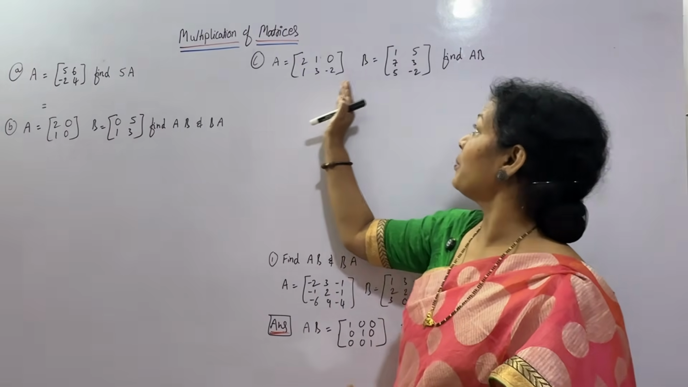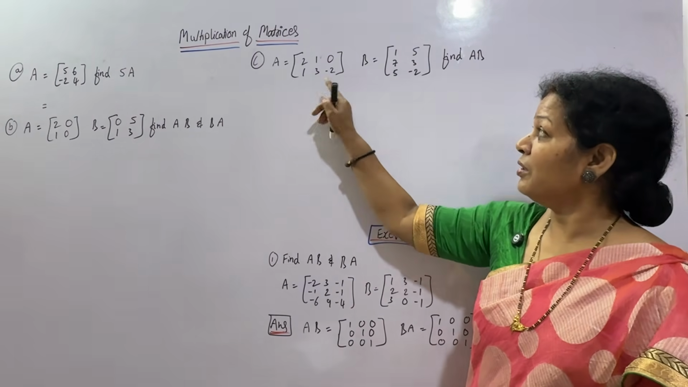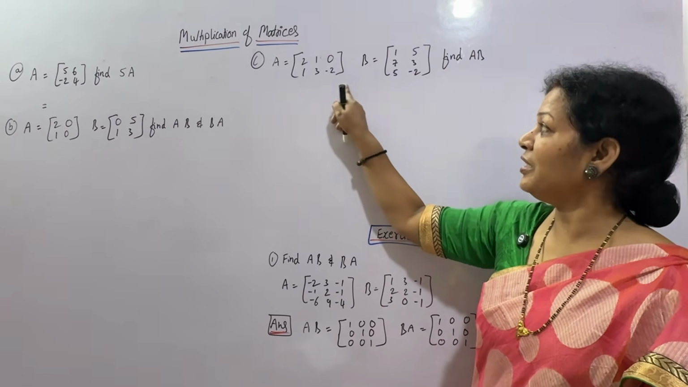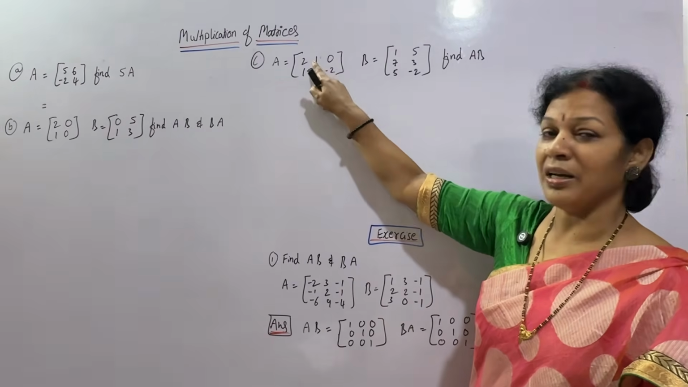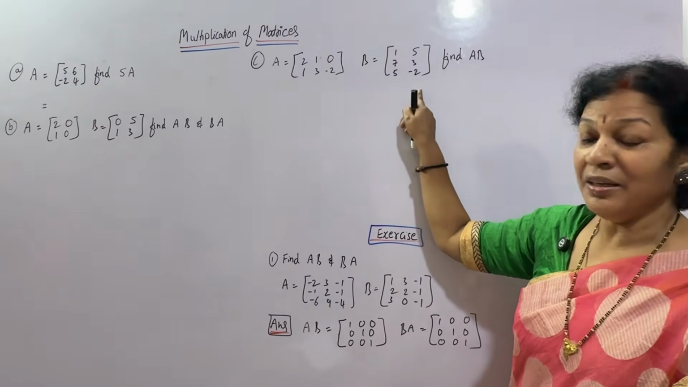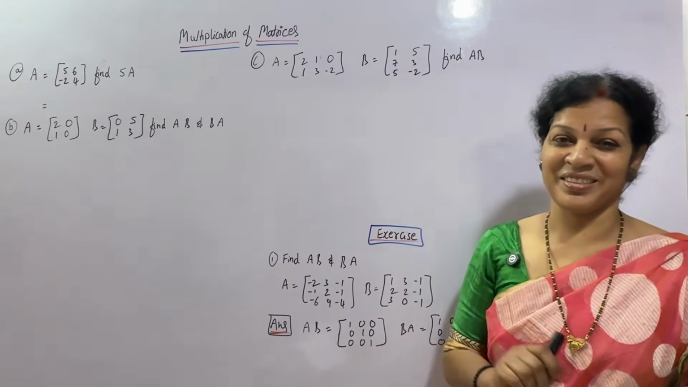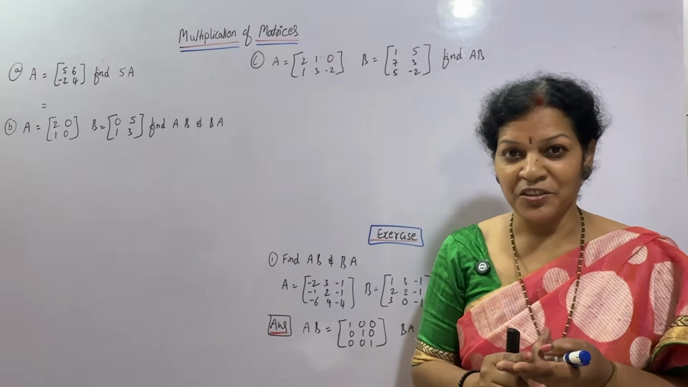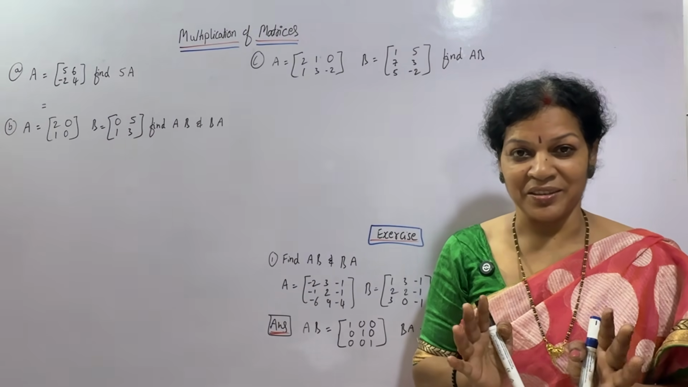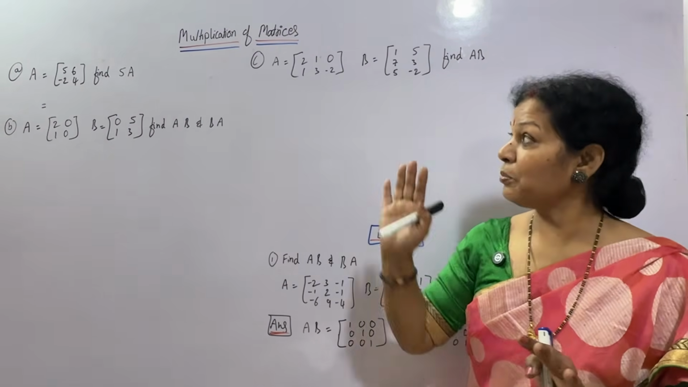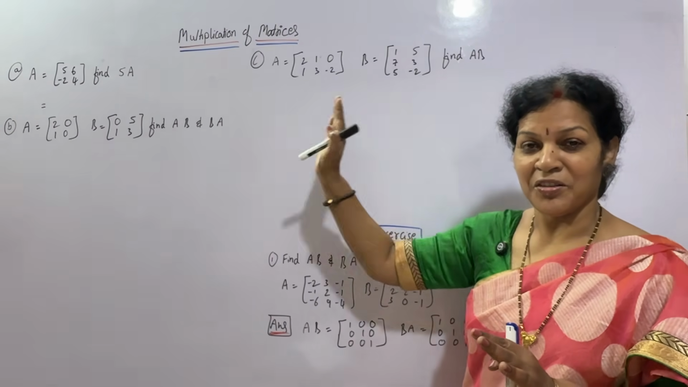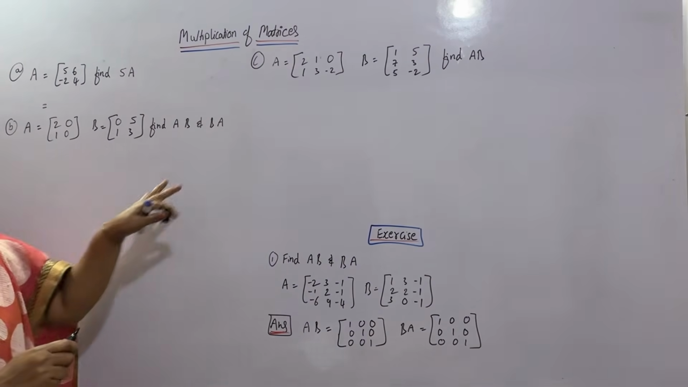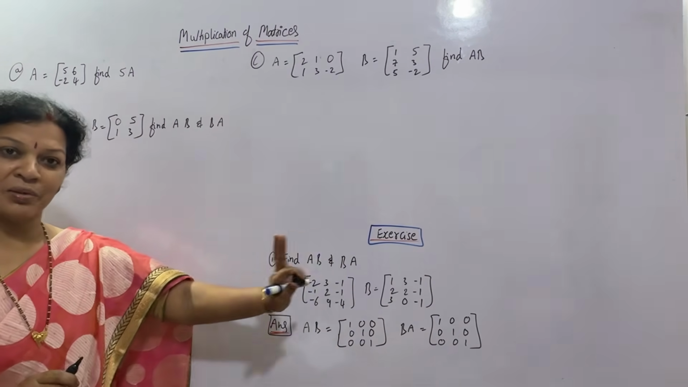And also the third problem I have taken. In the third problem, the elements of A are different and B elements are different. Here you can see 2 rows and 3 columns, and in B 3 rows, 2 columns. Still it is possible to multiply. Whereas in additions and subtractions, you can't do like this. But in multiplication, it is possible. That is why I have taken a different problem. Shall we enter? Yes. The 3 problems will be worked out. Then after that, an exercise is also given to you, homework.